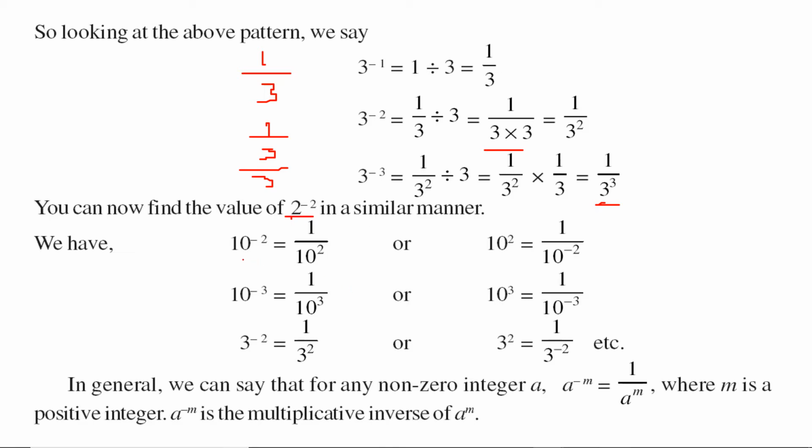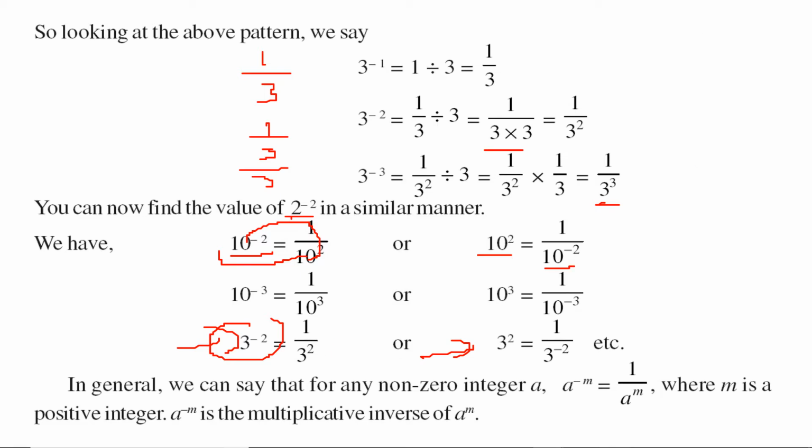So in general, what happens? 10 to the power minus 2 is 1 by 10 square, as I just indicated, this is the reciprocal. So you can take 10 square here and 10 to the power minus 2 on the downside, that is the denominator. So 10 square is nothing but 1 by 10 to the power minus 2. Similarly, 3 square is equal to 1 by 3 to the power minus 2, and 3 to the power minus 2 is equal to 1 by 3 square.